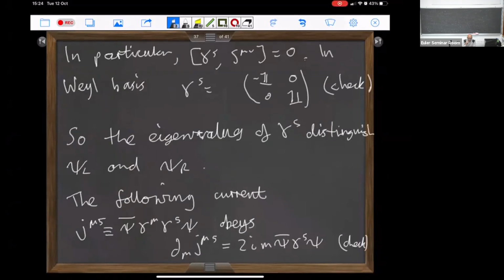The reason it's important in 4 dimensions is that it commutes with the S^{μν}, the Lorentz generators in the Dirac representation. And in particular, in the Weyl basis, it's just the diagonal matrix whose entries are -1 and +1, which means that its eigenvalues can be used to distinguish ψ left and ψ right.